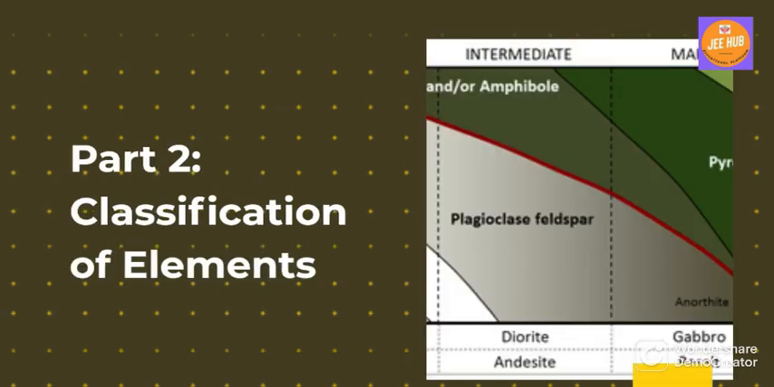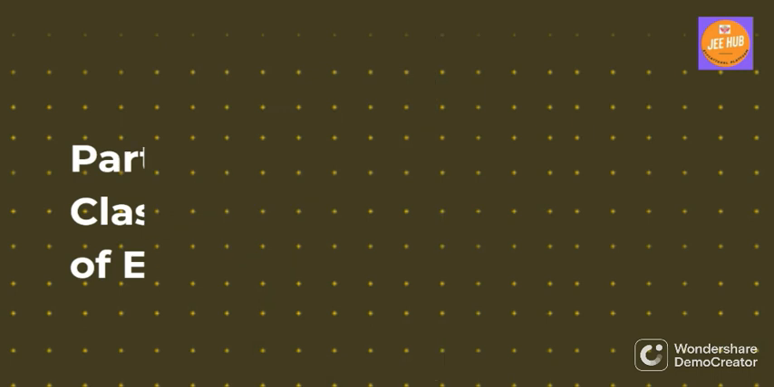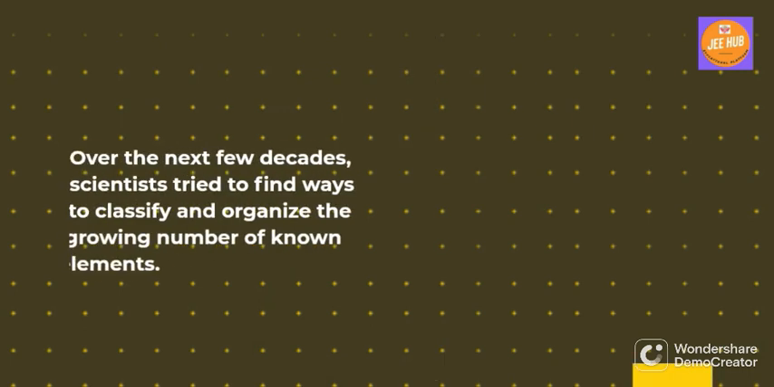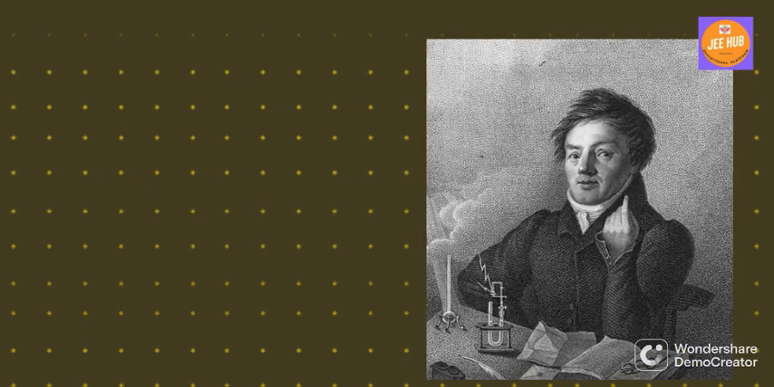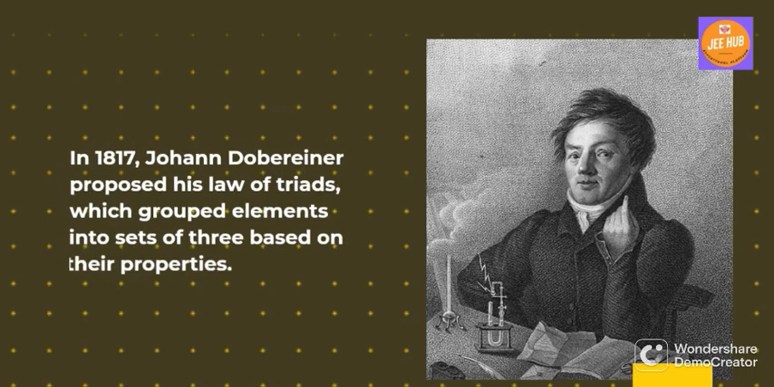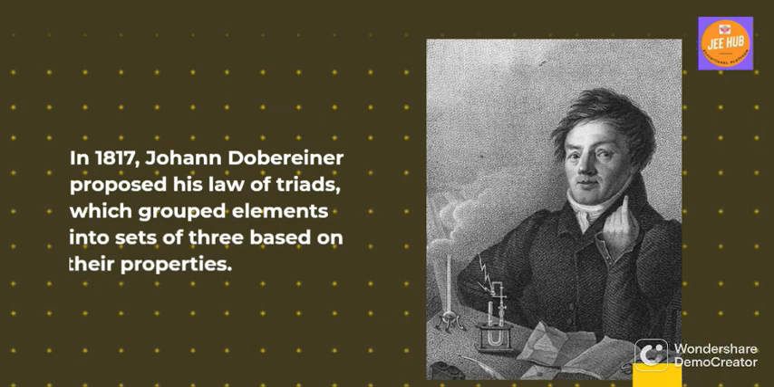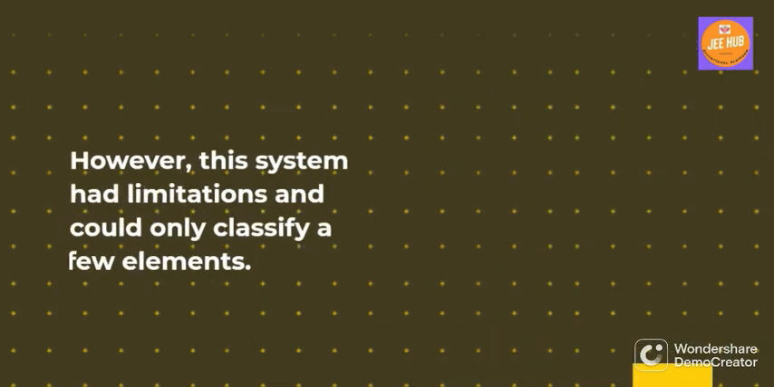Part 2: Classification of elements. Over the next few decades, scientists tried to find ways to classify and organize the growing number of known elements. In 1817, Johann Dobereiner proposed his law of triads, which grouped elements into sets of three based on their properties. However, this system had limitations and could only classify a few elements.